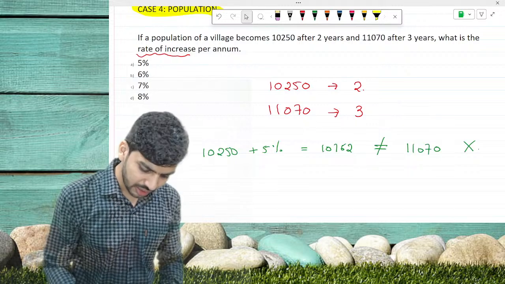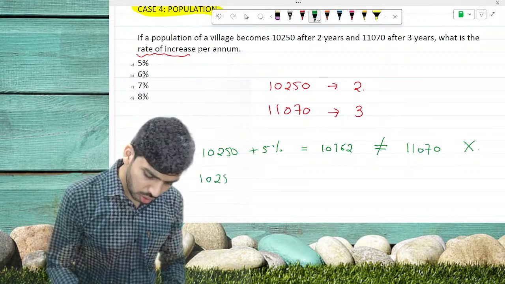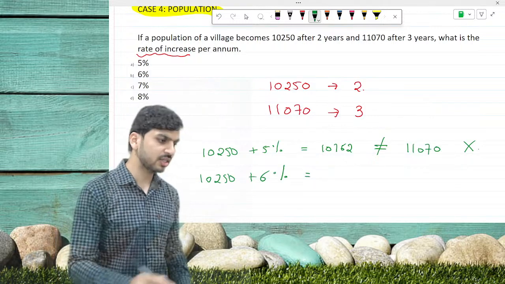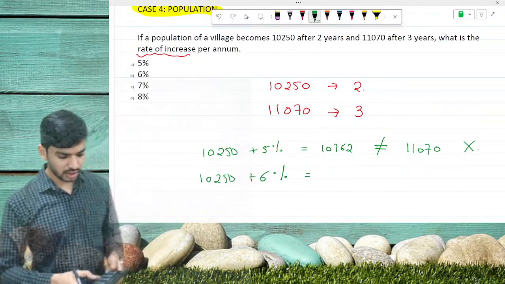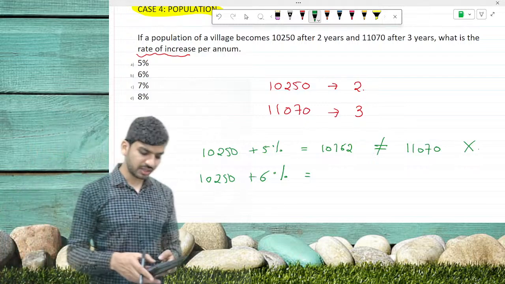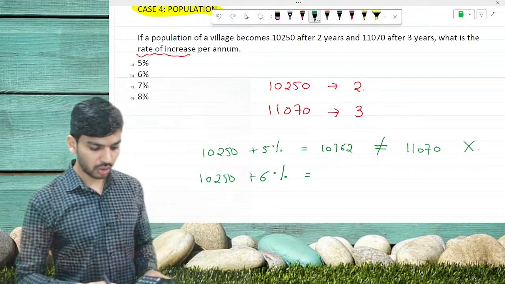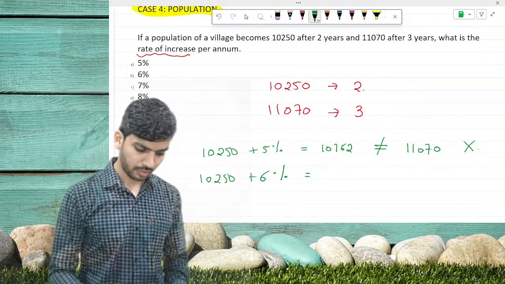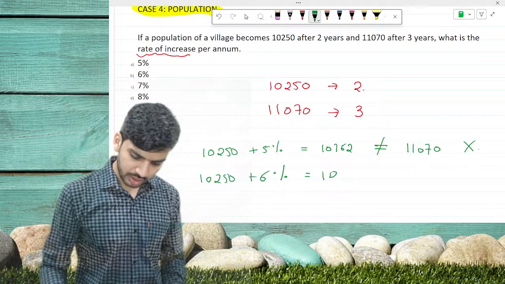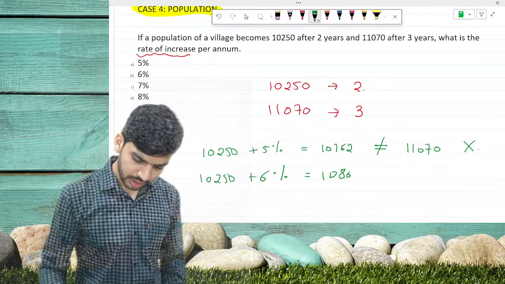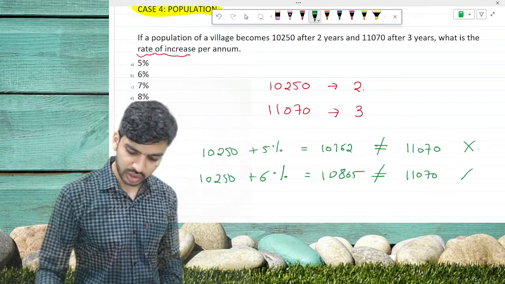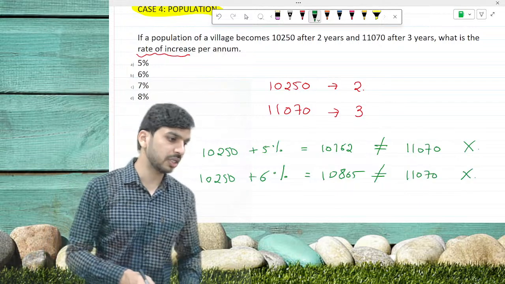So next it will be 10250 plus 6%. All of you give me the answer for this. 10250 plus 6%. It comes out to be 10865, which is again not equal to 11070. It is also a wrong option.